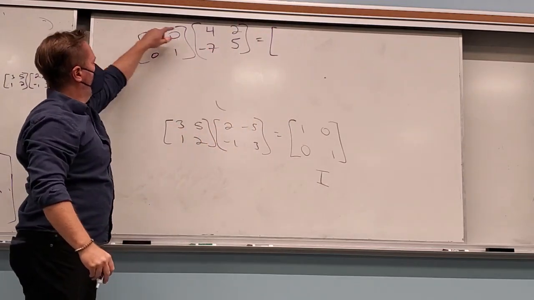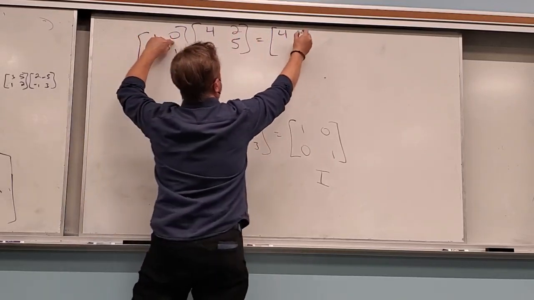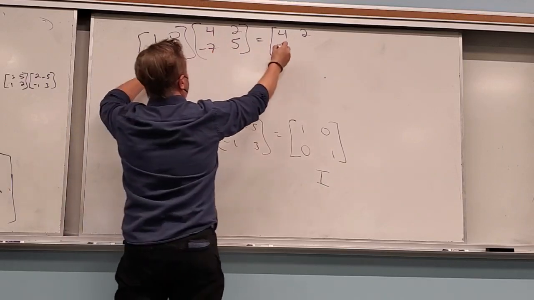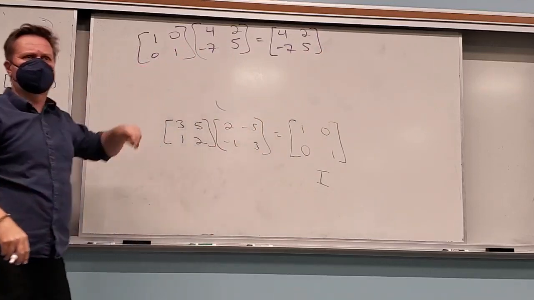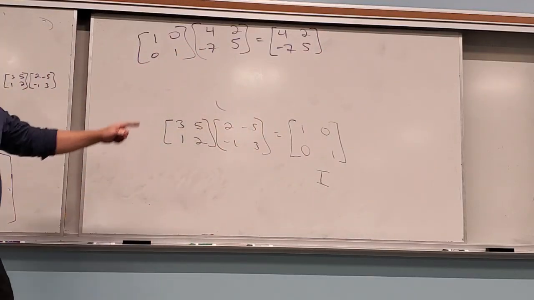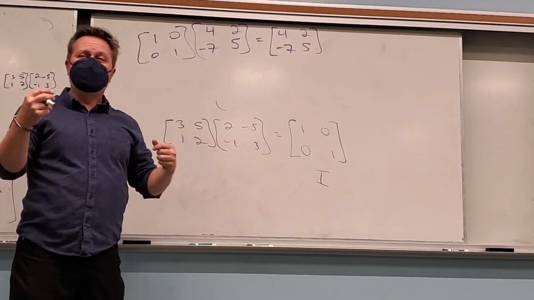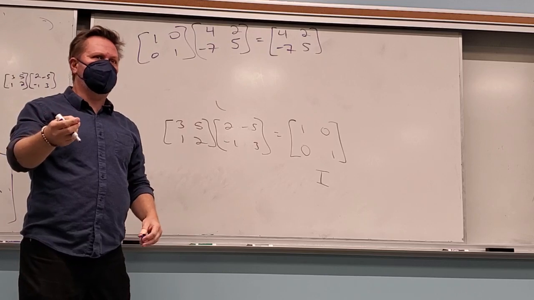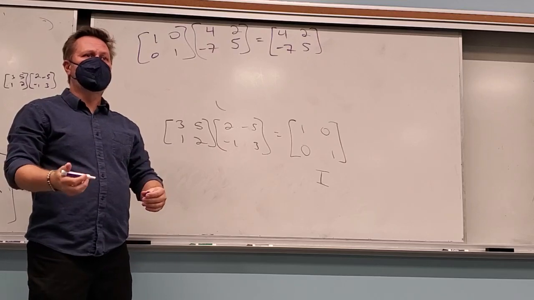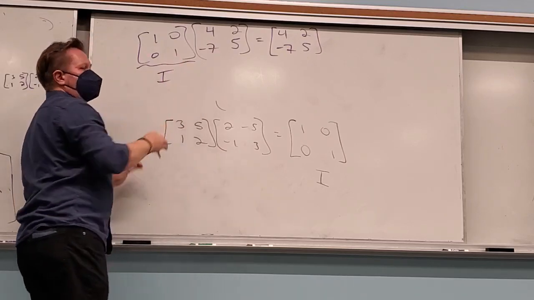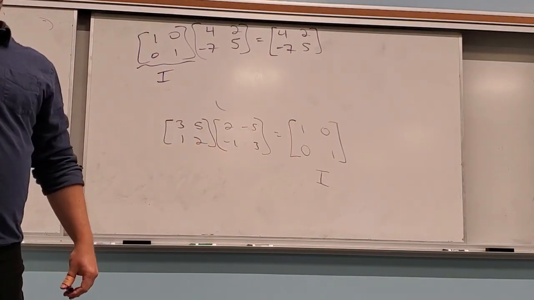Noticing something? So 1 times 4 plus 0 times negative 7, that's 4. 1 times 2 plus 0. 0 minus 7. 0 plus 5. What just happened? When I multiply this matrix by this one, this stayed the same. What do you multiply 8 by and it stays 8? 1. That's why we call it the identity, right? So that's why this is the identity matrix, because when you multiply by it, it stays the same, just like the number 1.